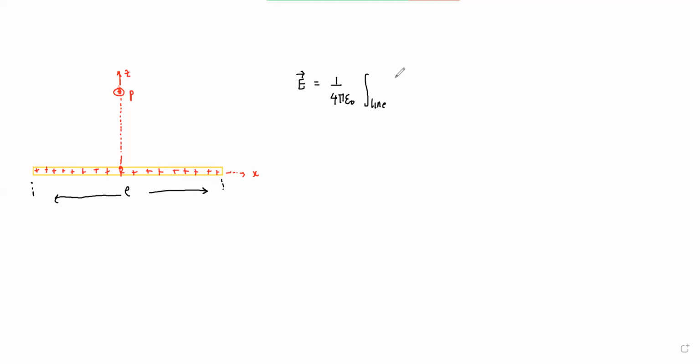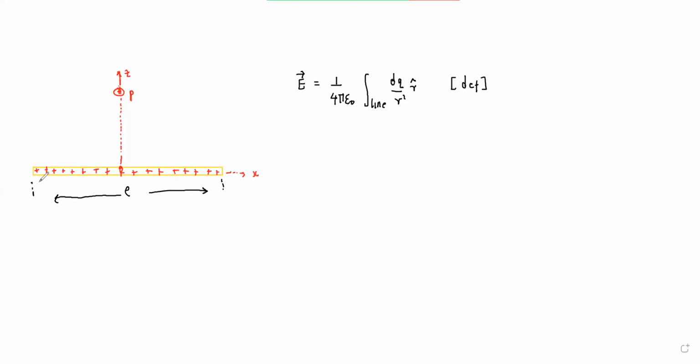So what else is missing? We're missing dq over r squared, times the unit vector r. So this is from the definition. All right, from this definition, what is dq? Remember I said for dq, right?